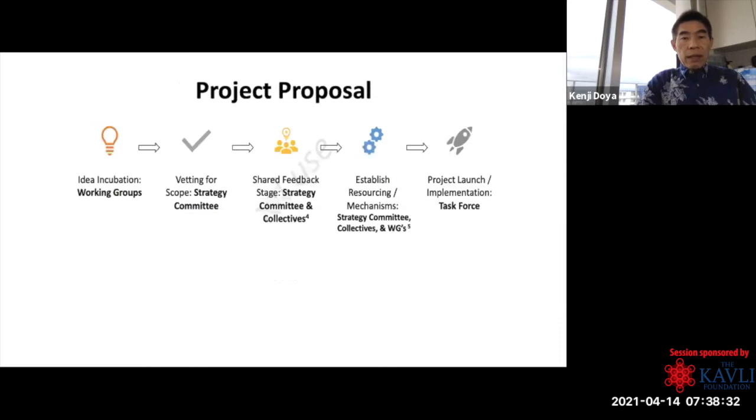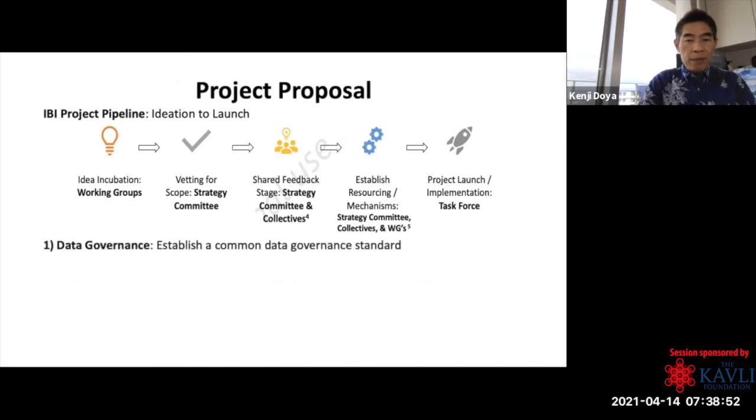So, IBI has a so-called project proposal pipeline to bring ideas into actual activities, right? And we have proposed one proposal consisting of three subparts.